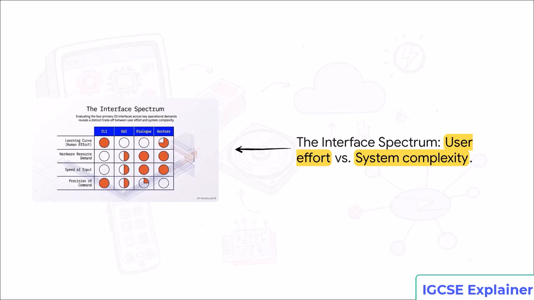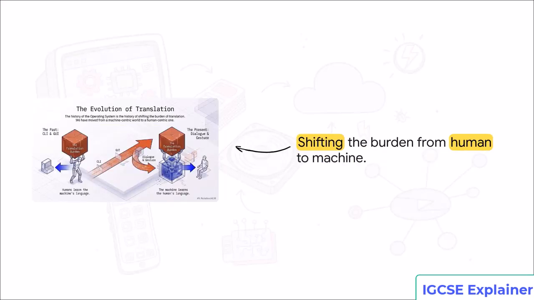As human effort drops, the hardware resource demand and system complexity just absolutely skyrocket. Put simply, the easier the computer is for you to use, the harder the operating system has to work in the background. And that brilliantly illustrates the entire macro history of the operating system. The history of this software is, quite simply, the history of shifting the burden of translation.